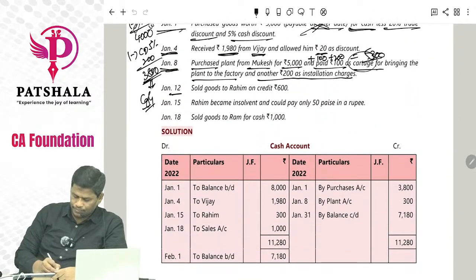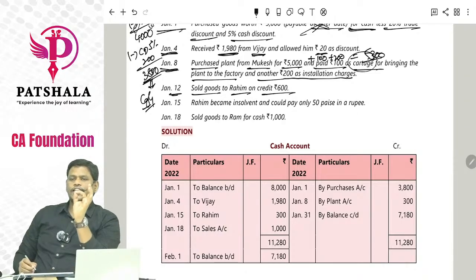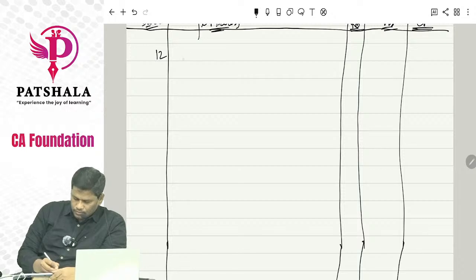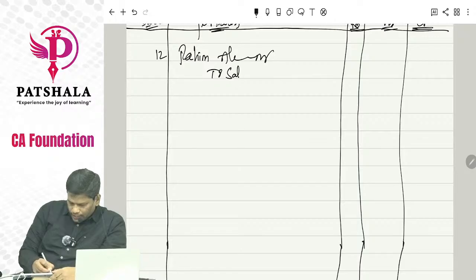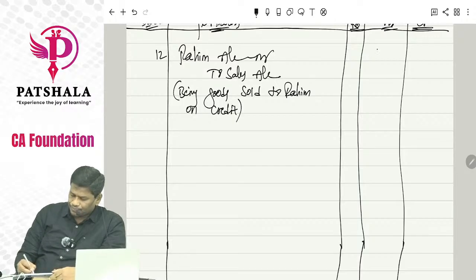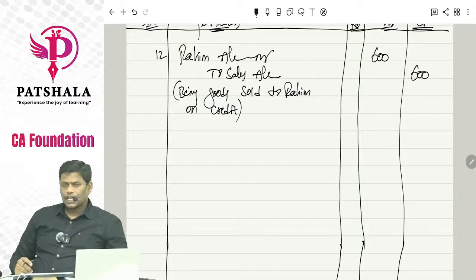8th finished. 12th. Sold goods to Rahim on credit 600. Tell me, what is the entry when you sell goods to Rahim on credit? Rahim to sales. So write. Jan 12th. Rahim account debit, the receiver. To sales account, credit the incomes. Being goods sold to Rahim on credit. How much? 600. Rahim account debit to sales account.